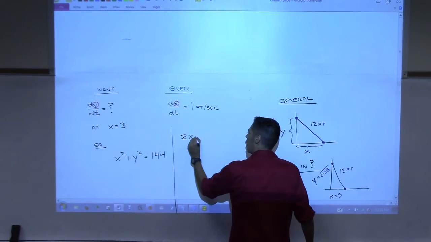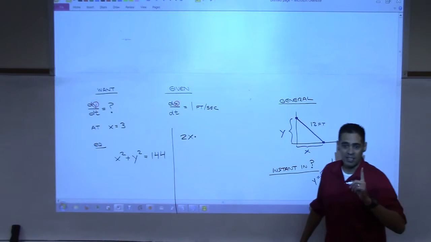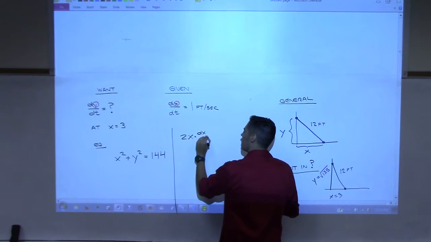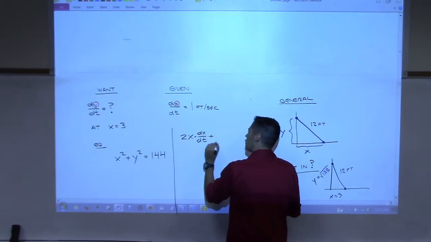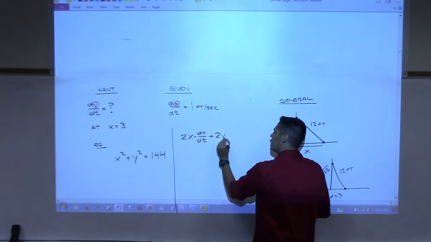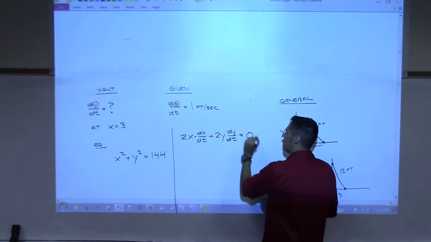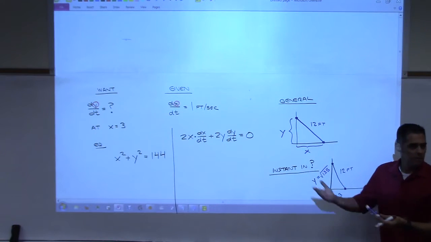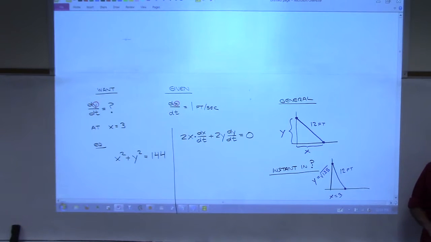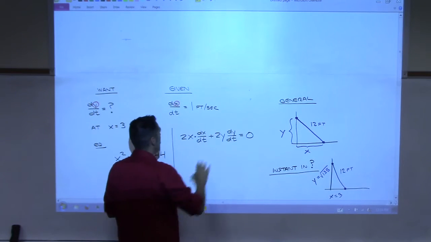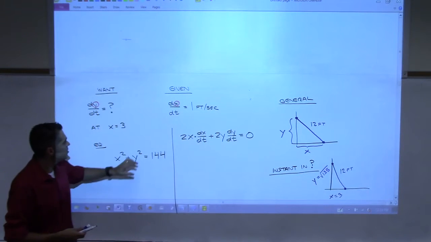2x times dx/dt, good. We have to have the chain rule here. dx/dt plus 2y dy/dt equals 0. And look at this, we have it. This is a relationship between x and y. We have dx/dt and dy/dt in here. Are we happy to see those?